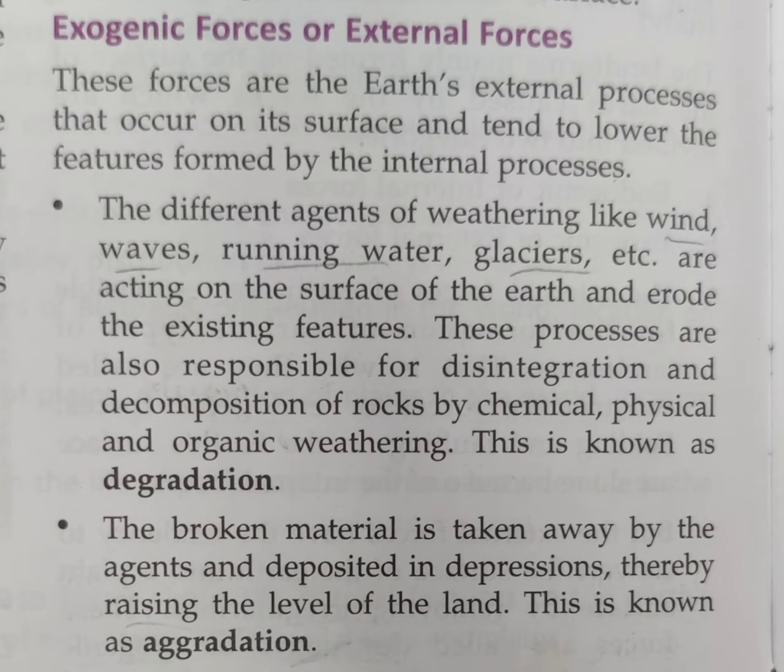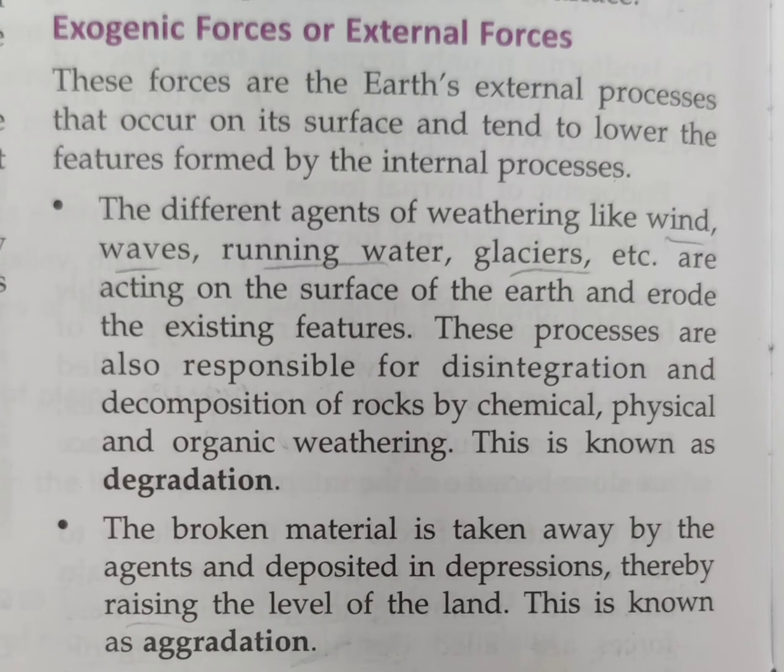The different agents of weathering are wind, waves, running water, glaciers, etc. For example, the blowing of wind takes away some part of soil from one place to another. These factors of exogenic forces act on the surface of the earth and erode the existing features. These processes are also responsible for disintegration and decomposition of rocks by chemical, physical, and organic weathering. This is known as degradation.